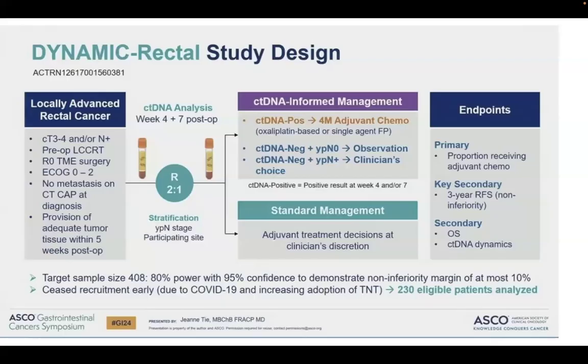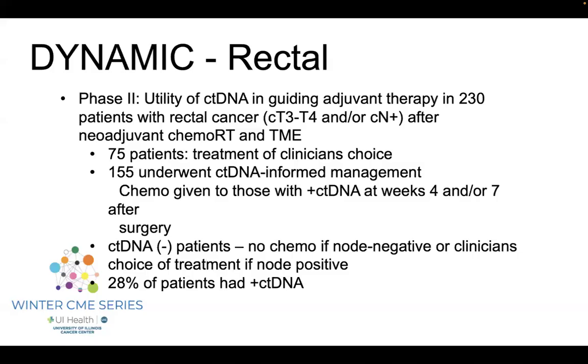So this was a really interesting study. Unfortunately, due to the pandemic, it did cease recruitment early, and there was increased adoption of total neoadjuvant therapy, since there has been a shift towards total neoadjuvant therapy in the rectal cancer population. So again, the purpose was the utility of ctDNA in guiding adjuvant therapy. 75 patients received treatment of clinician's choice. 155 underwent ctDNA informed management. Chemo was given to those, again, who were ctDNA positive at week 4 and or 7 after surgery. ctDNA negative patients got no chemo if they were node negative, or clinician's choice if they were node positive, and 28% of the patients had a positive ctDNA.